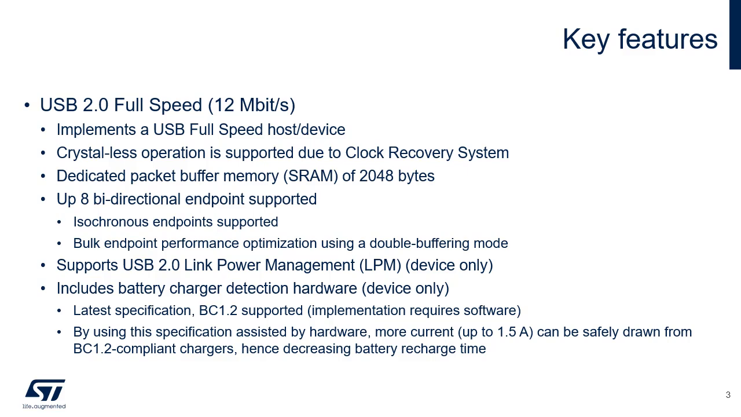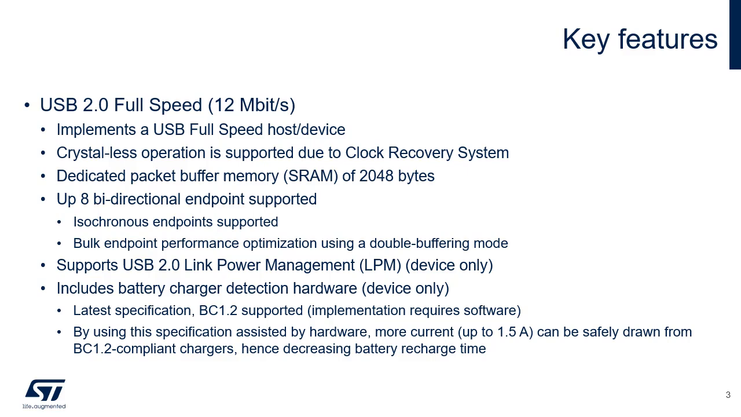Let's explore some key features of the USB full-speed interface. It is USB 2.0 compliant and operates at a bit rate of 12 megabits per second. The interface allows for the implementation of a USB full-speed device and supports crystal-less operation. It can manage up to 16 endpoints, including 8 bidirectional ones, with full support for isochronous endpoints.